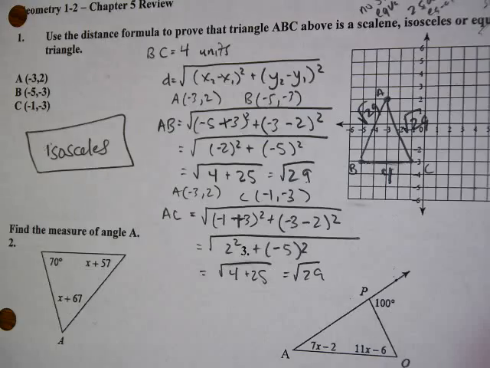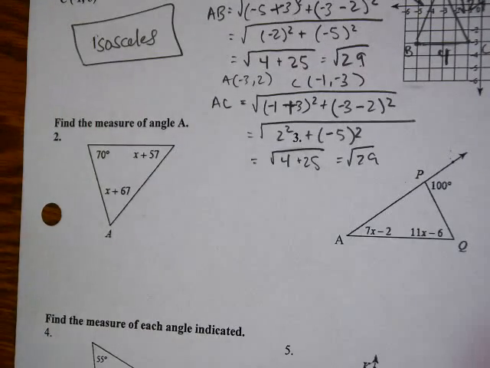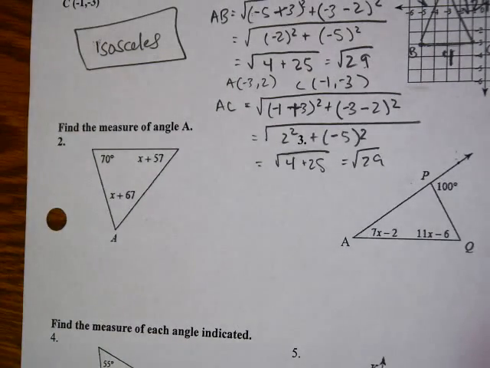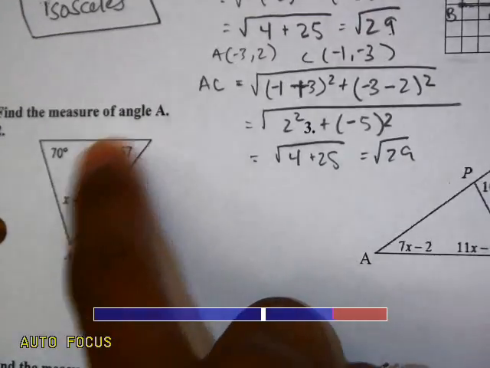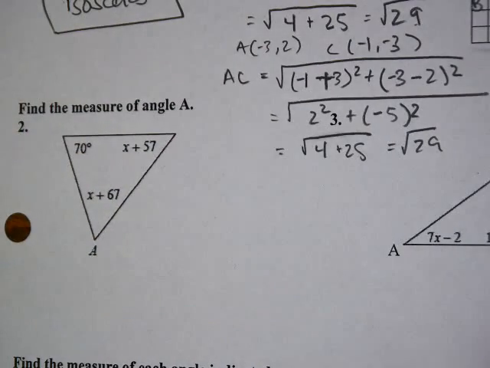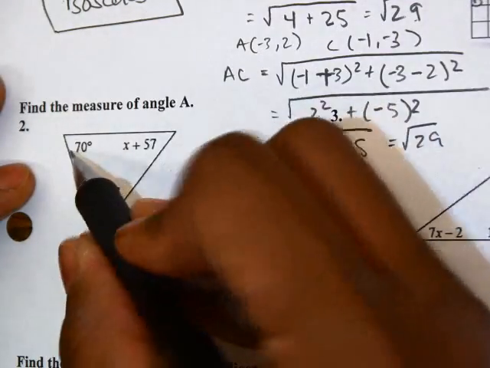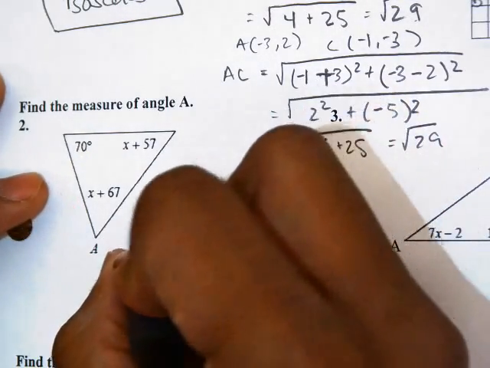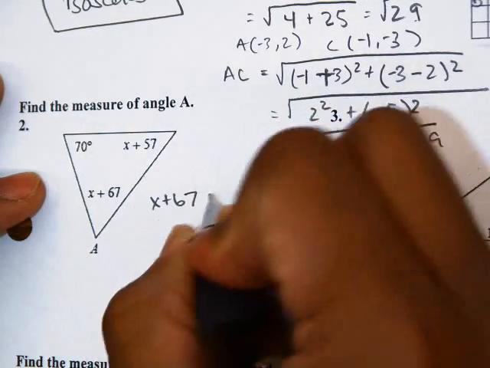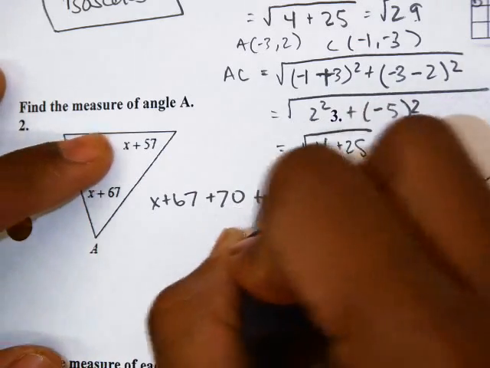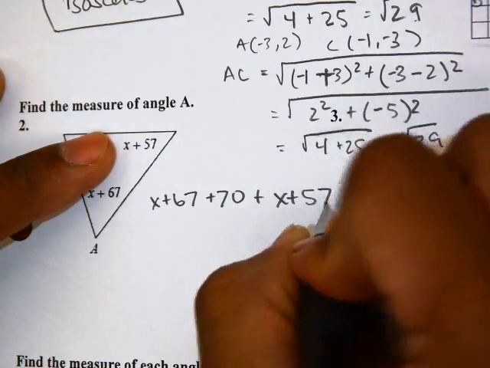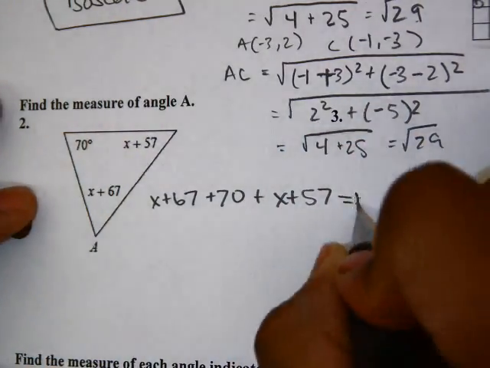Alright, let's look at number 2. We need to find the measure of angle A. Angle A is down here, and the only thing they give us is that this is a triangle. We know that all the angles in a triangle should add up to 180 degrees. So I should take all these angles: x plus 67 plus 70 plus x plus 57. They should all add up to equal 180 degrees.